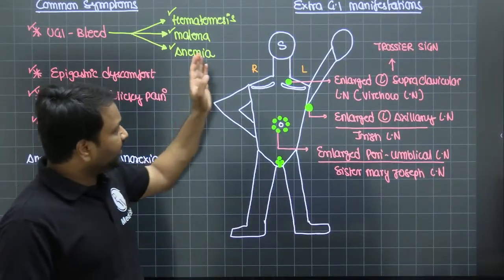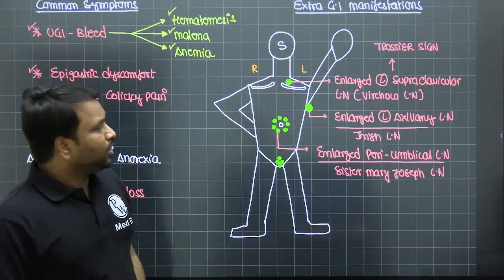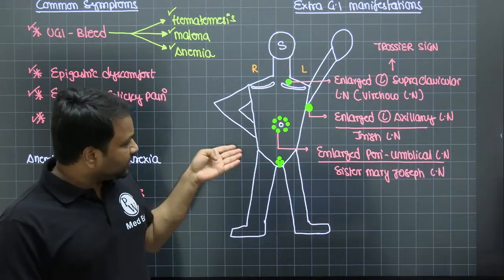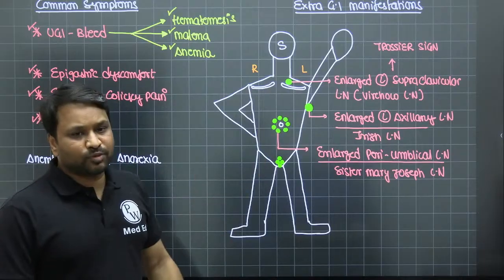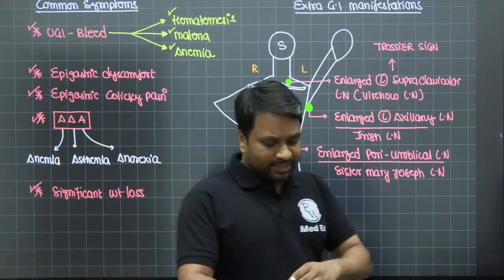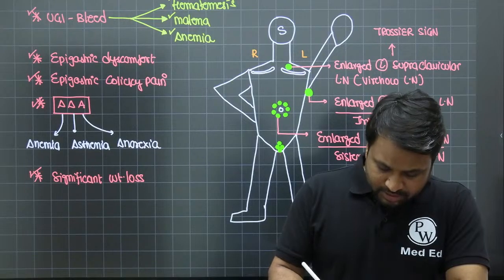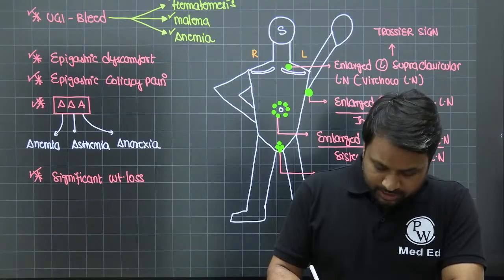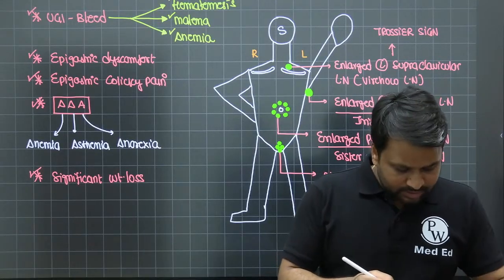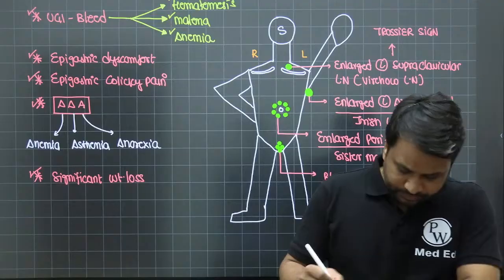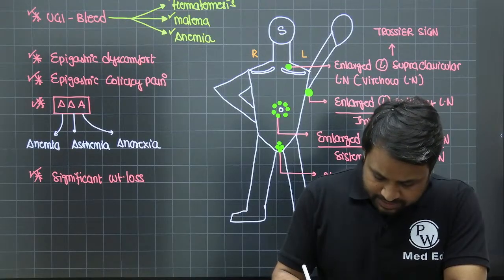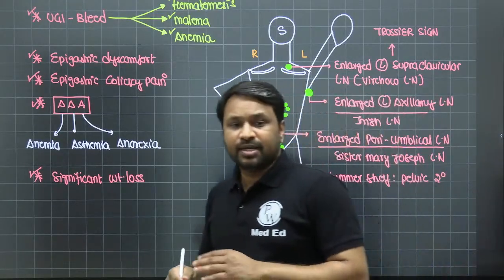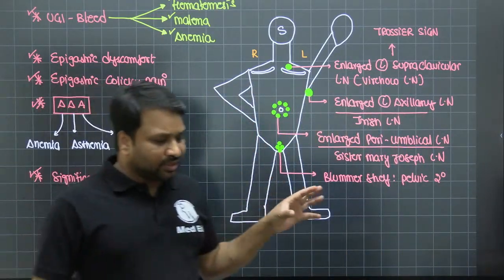So you have the left supraclavicular enlarged, which is called Virchow's group of lymph nodes, the Troisier sign. Then your enlarged left axillary, that is the Irish group of lymph nodes. Then the enlarged periumbilical group of lymph nodes are called the Sister Mary Joseph group of lymph nodes. And if there are pelvic deposits, this is what we call the Blumer shelf. The Blumer shelf is basically pelvic metastasis, also called pelvic secondaries. If you think this is done, no.